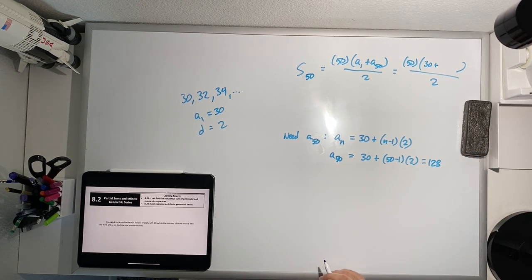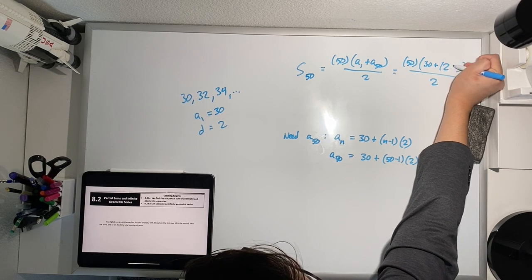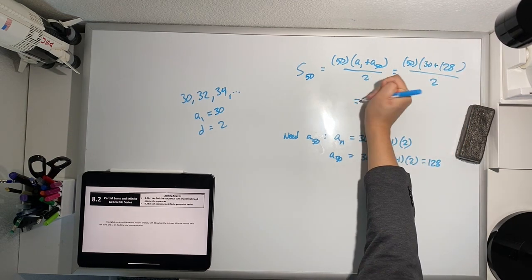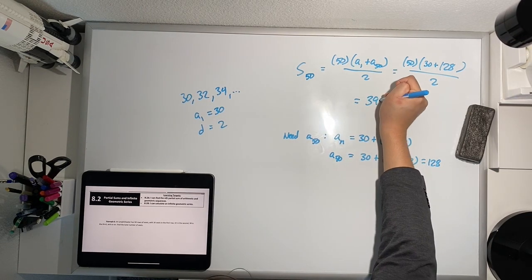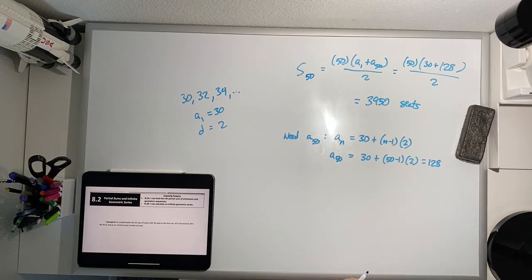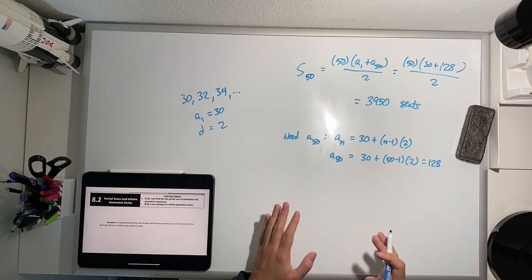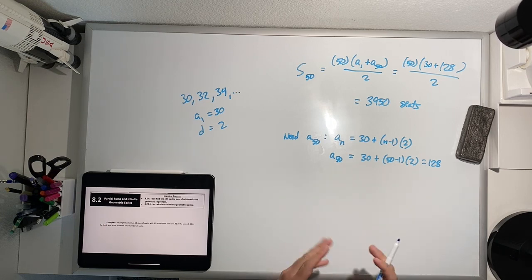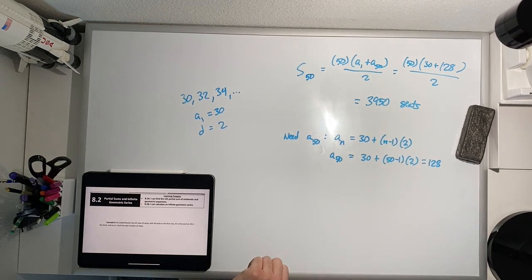So if we simplify this, we get 128. Now that we have the 50th term, we can plug that in here, simplify our partial sum, and we get 3,950 seats. So there are 3,950 seats in this amphitheater. Okay. So word problems, same thing. We just need to identify what it is that we're looking for and find all the missing pieces that we need to finish that formula.